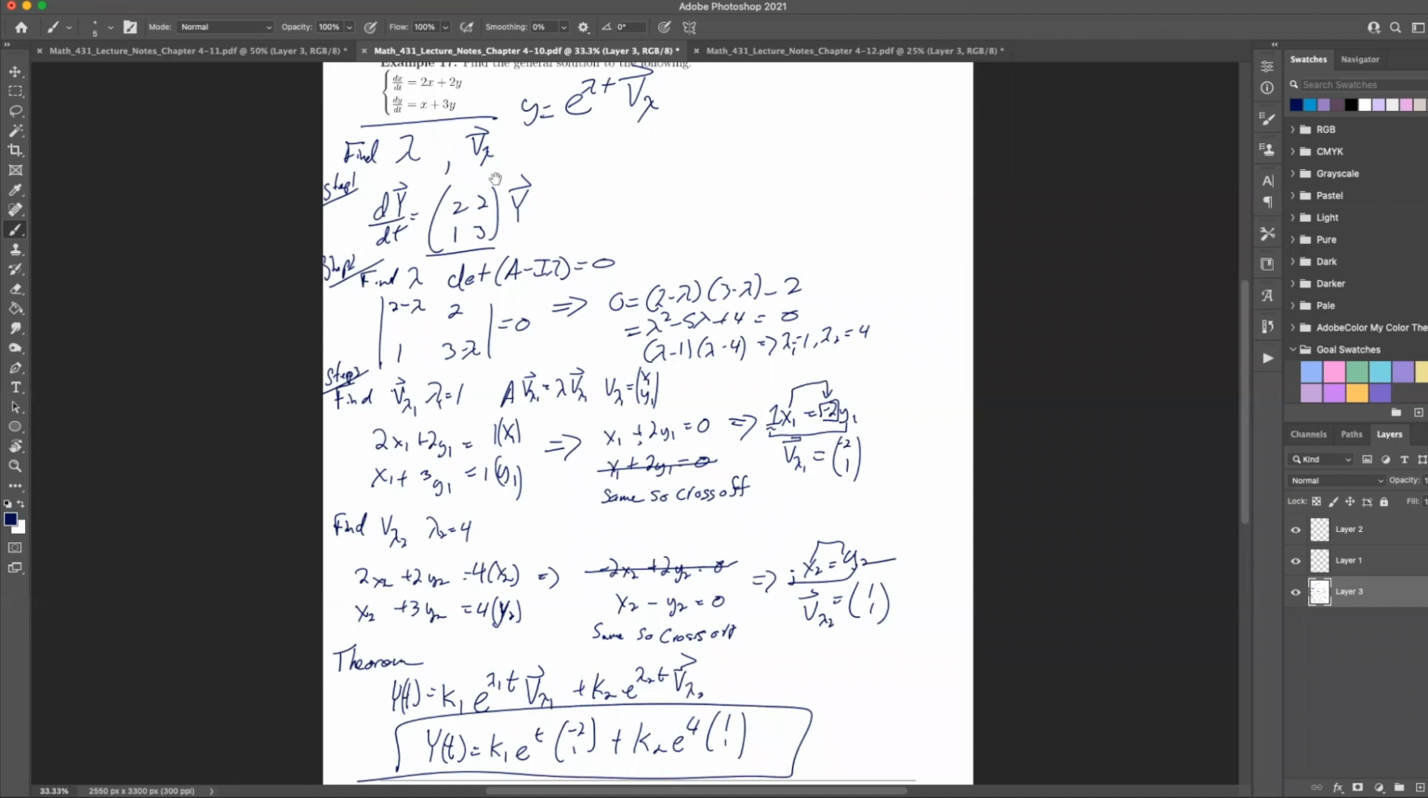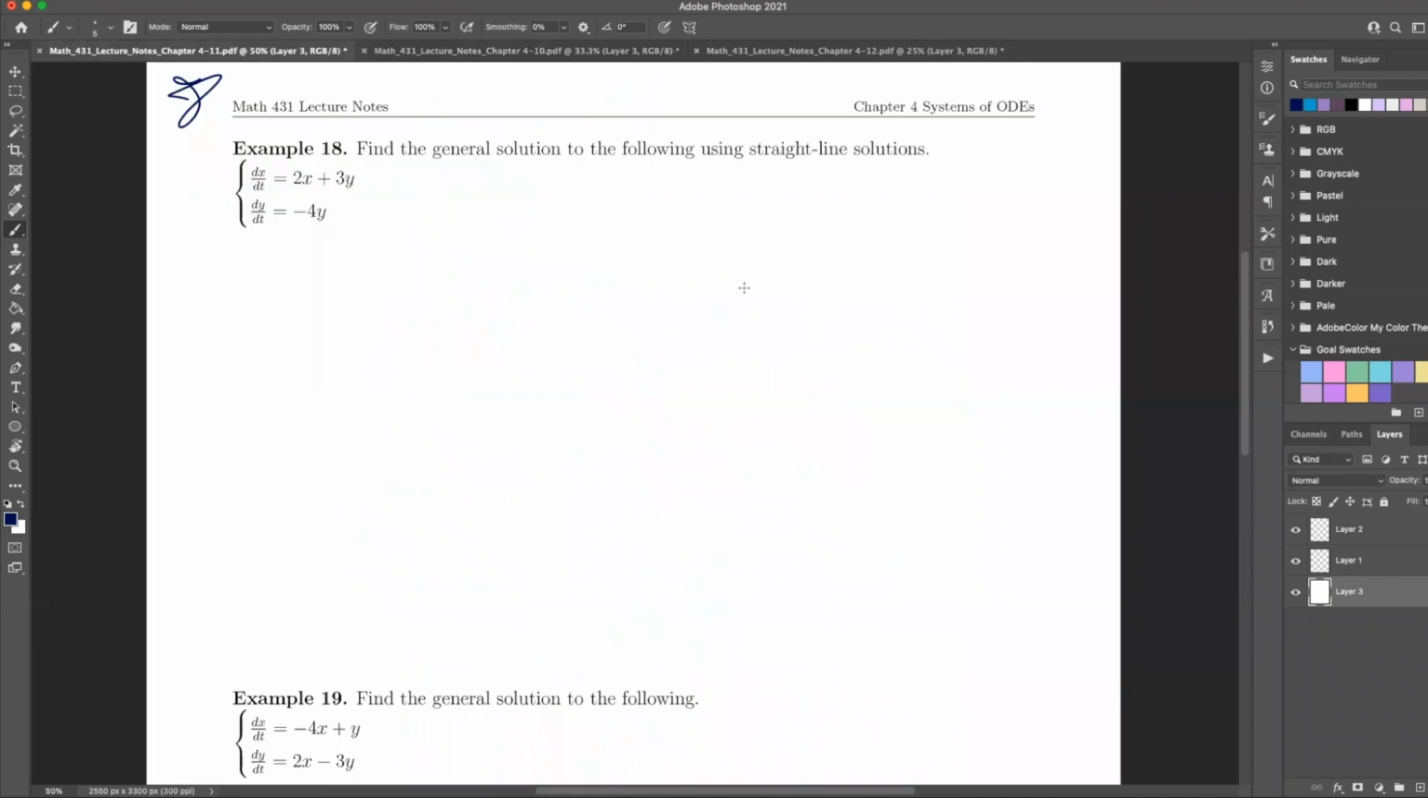Now, this part you should be comfortable with. You should know how to do this for normal numbers. We'll touch on complex numbers. You should be comfortable for real numbers and repeated numbers, but for complex numbers, we'll touch on that. So let's go to the next one.